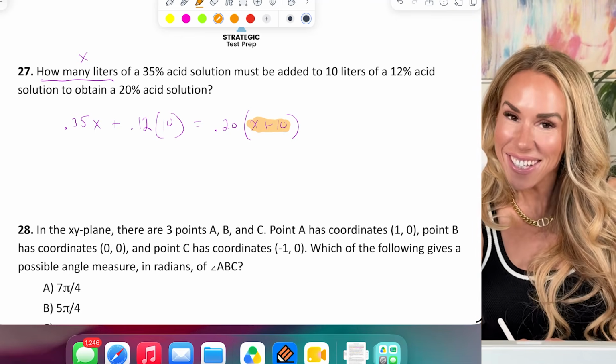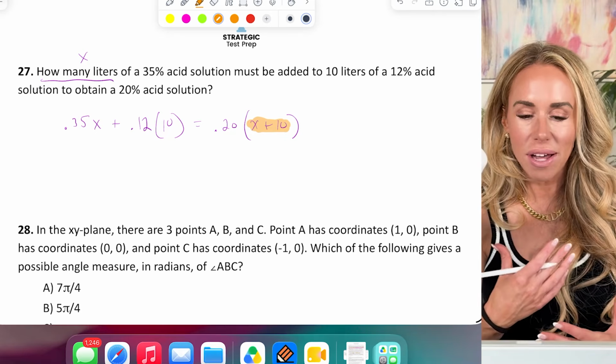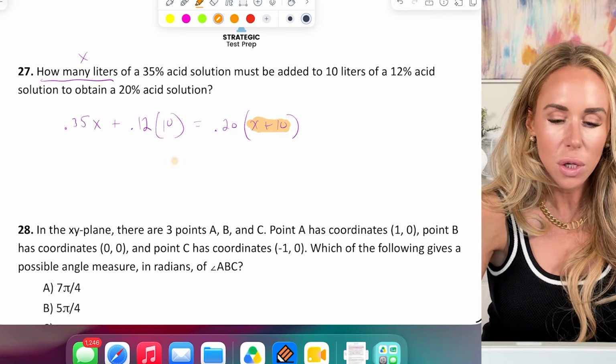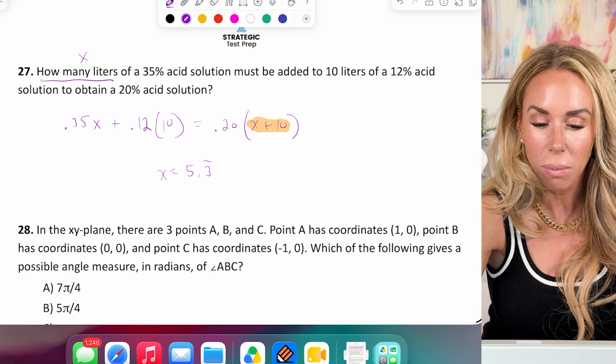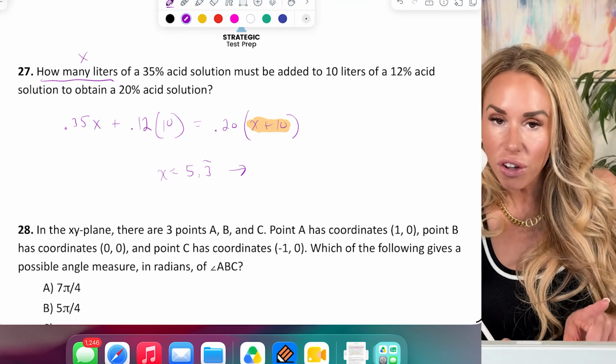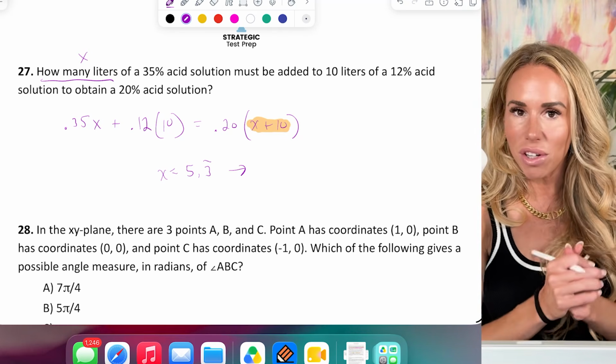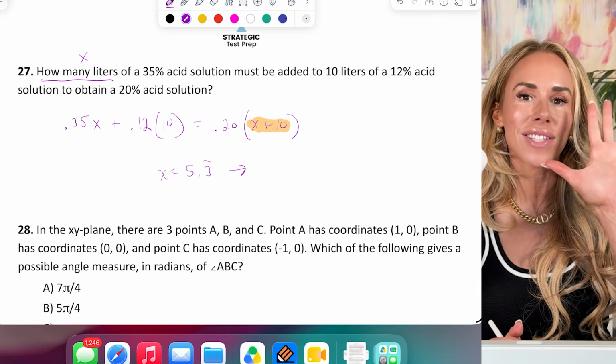So when all is said and done, if you just solve with simple algebra and isolate the x, you end up getting x equals 5.3 repeating. So when you go to fill that in as your answer, because this is not a multiple choice question, you have 5 spots.